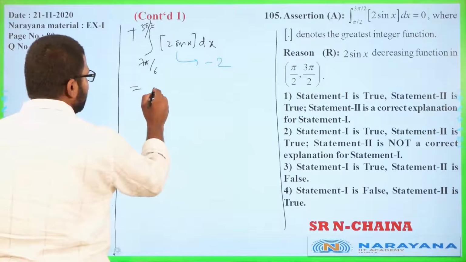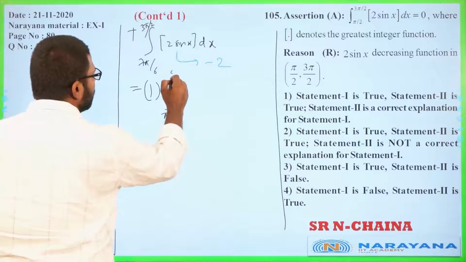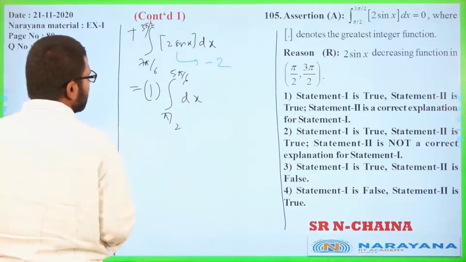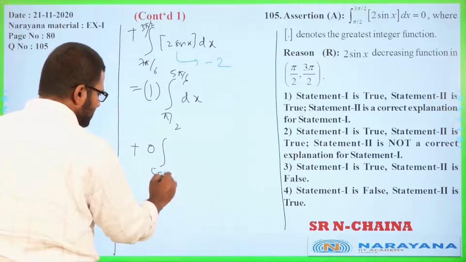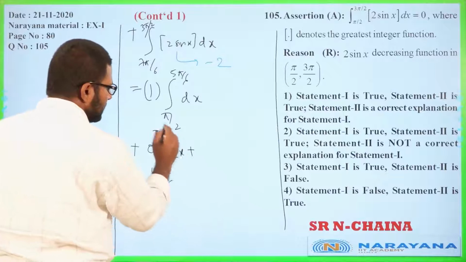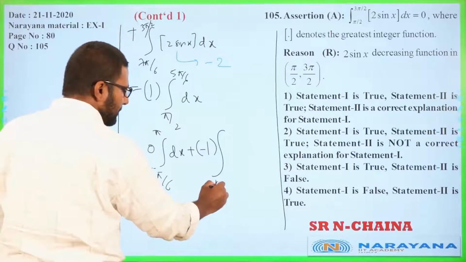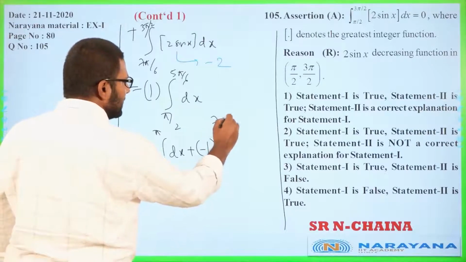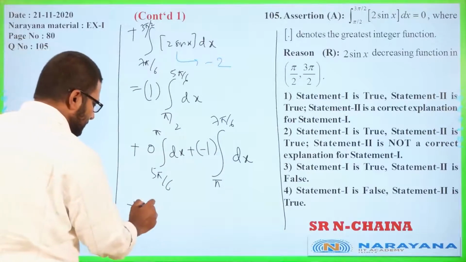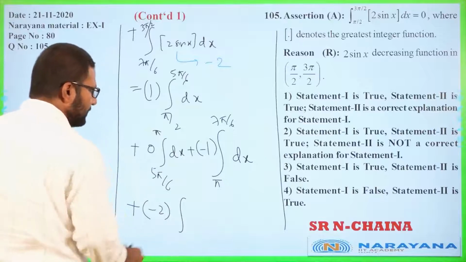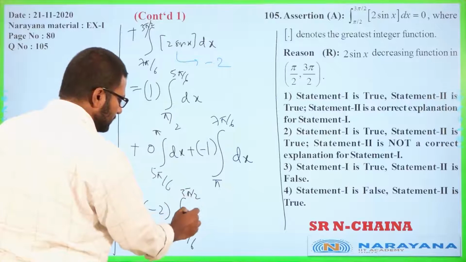So then we have 1 integral pi by 2 to 5 pi by 6 dx, then plus 0 integral 5 pi by 6 to pi dx, then minus 1 integral pi to 7 pi by 6 dx, and minus 2 integral 7 pi by 6 to 3 pi by 2 dx.